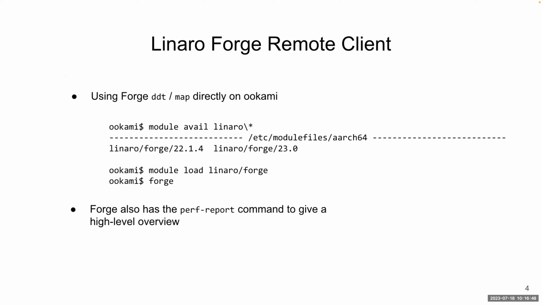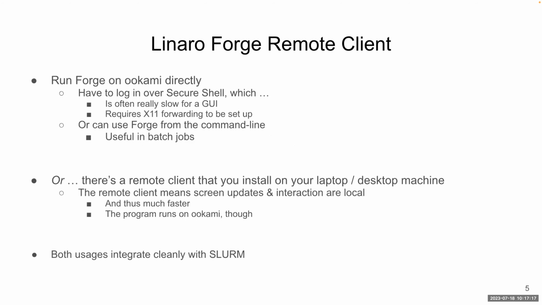So on Ookami itself, you can find Linaro tools via the module command. You can say module avail and then ask for Linaro modules, and it will tell you that there's an older version installed, 22.1, and then there's the latest version, 23.0. And if you just load the Forge package, you can then run the tool with the Forge command, or you can use the perf-report command too. However, this can be a problem when you're running over secure shell, which of course you should be.